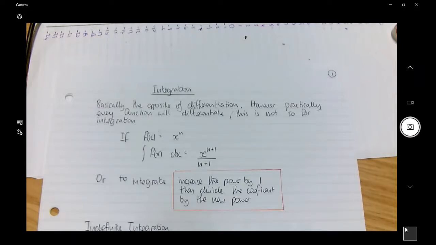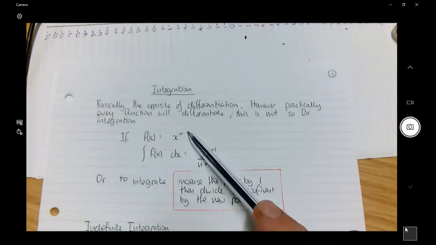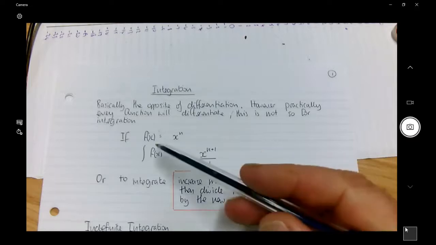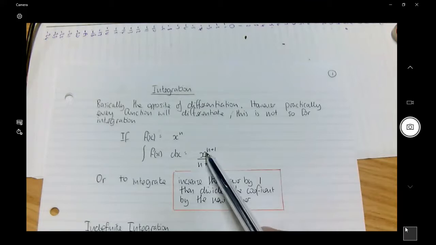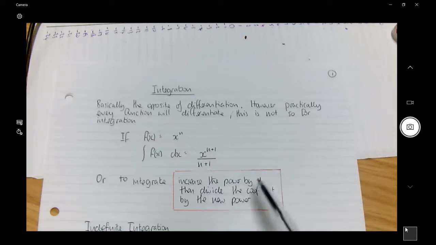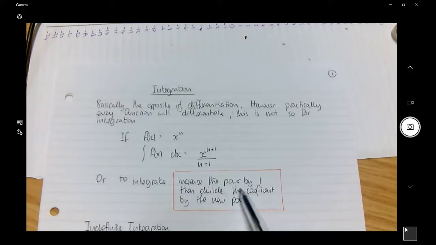So in algebra, if f of x is x to the power of n, now I'm taking a big leap here about the opposite of differentiation being integration. This is revision, so you should be familiar with the integral sign. The integral of the function is x to the power of n plus 1 divided by n plus 1. Or, as probably you know, you increase the power by 1 and divide the coefficient by the new power.